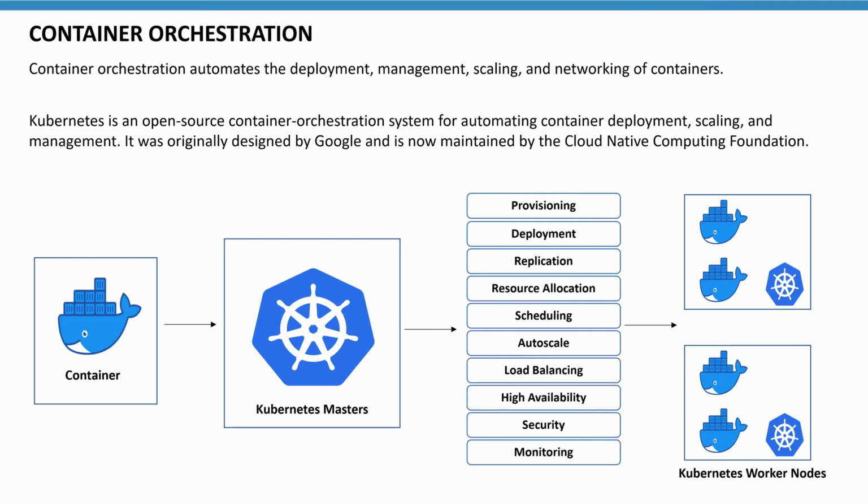If you look at the diagram, there is one container at the left side. When it goes through Kubernetes, Kubernetes does provision them into the cloud, it does the deployment, it does resource allocation, auto scaling, load balancing. It has many features for the container to make them available to the end user.